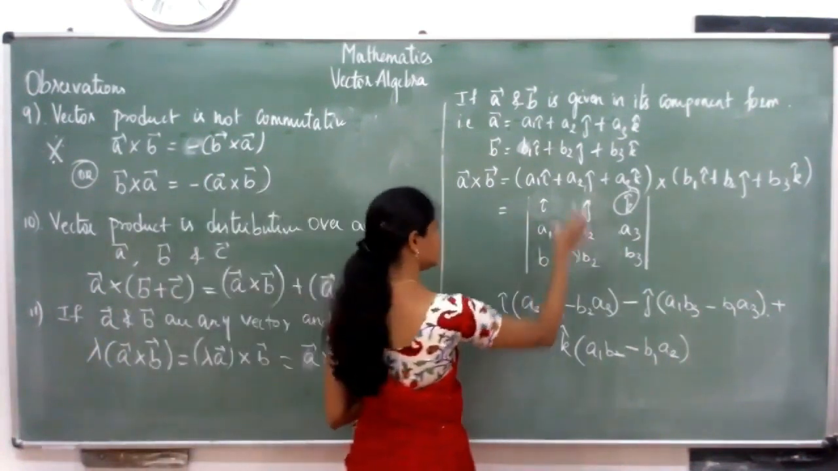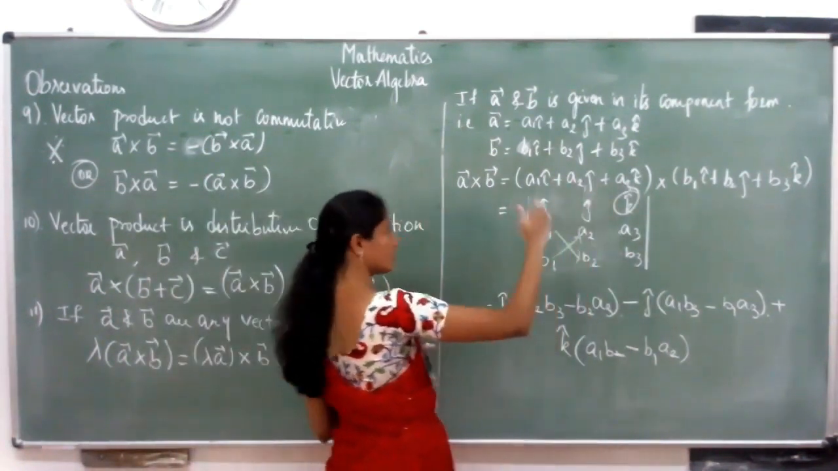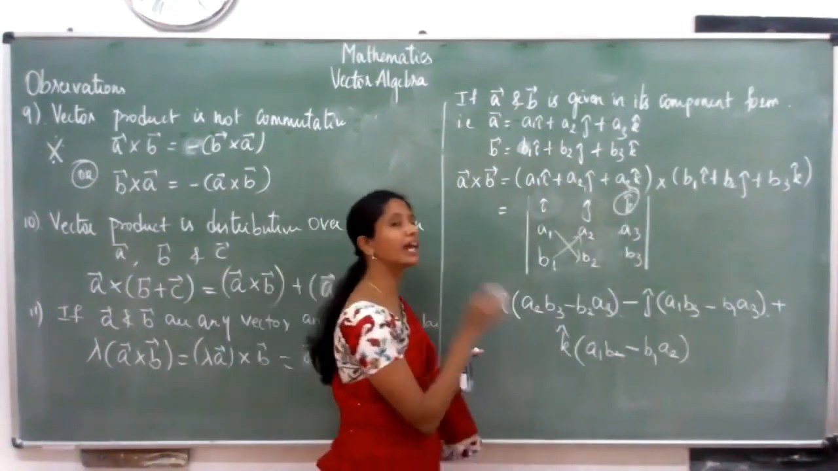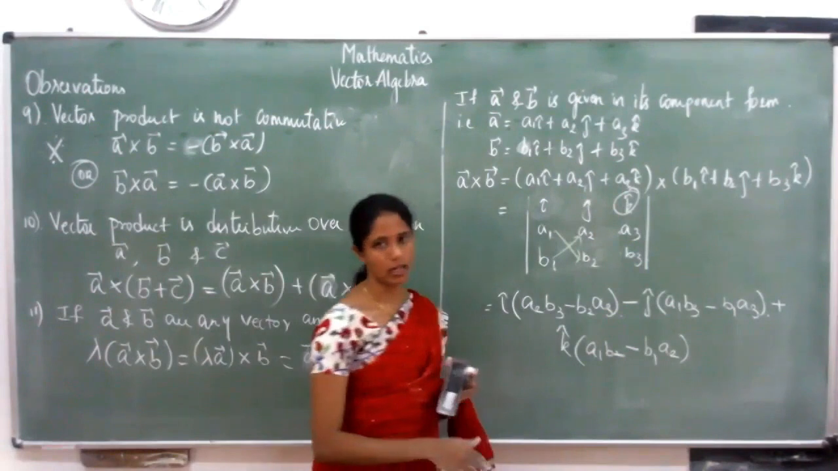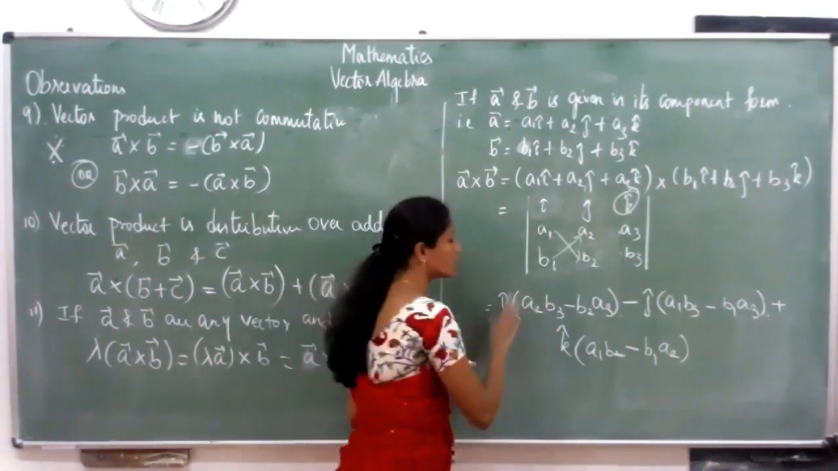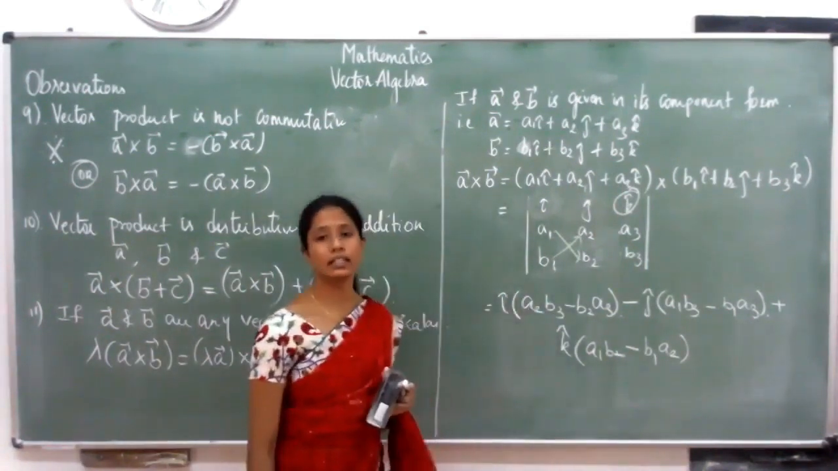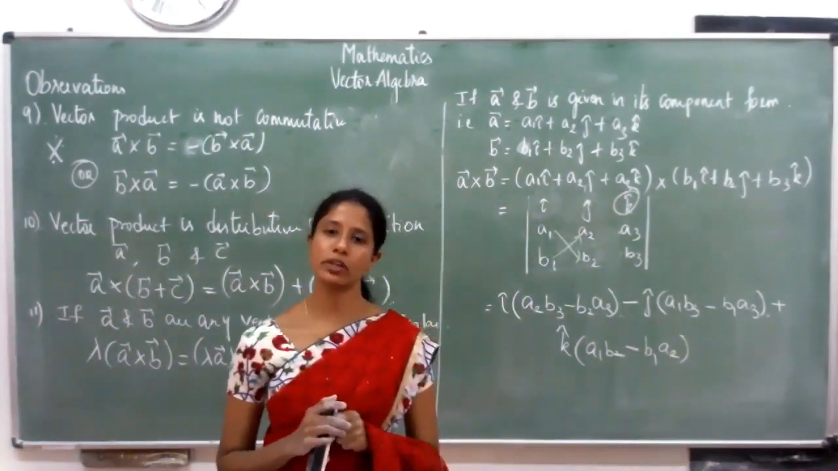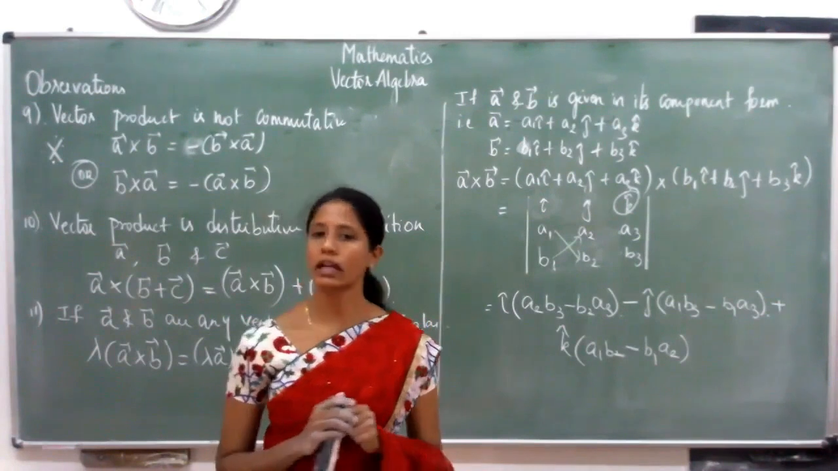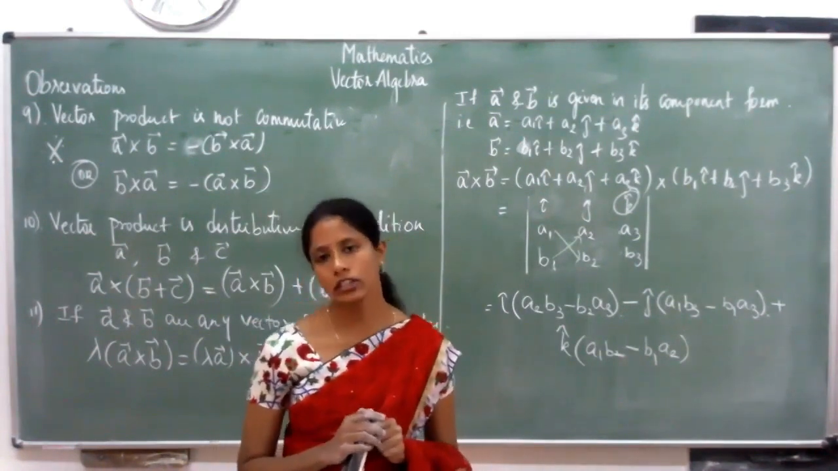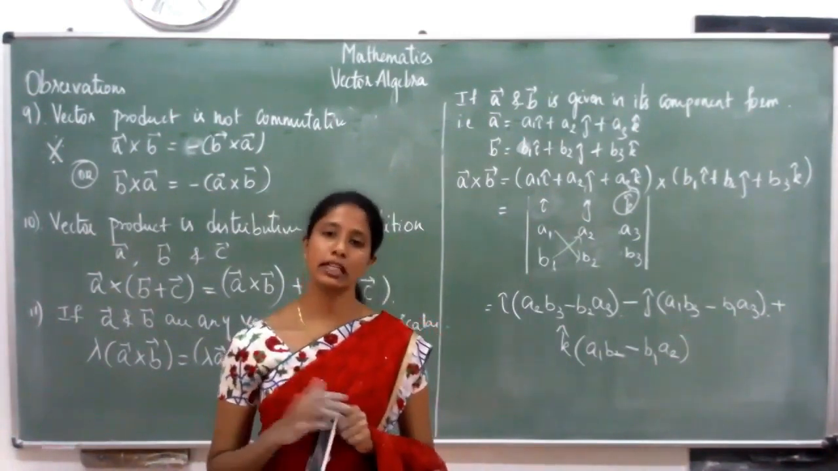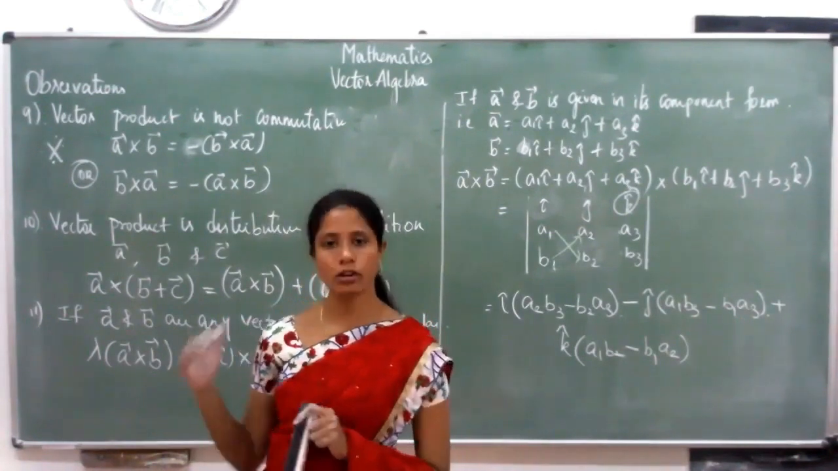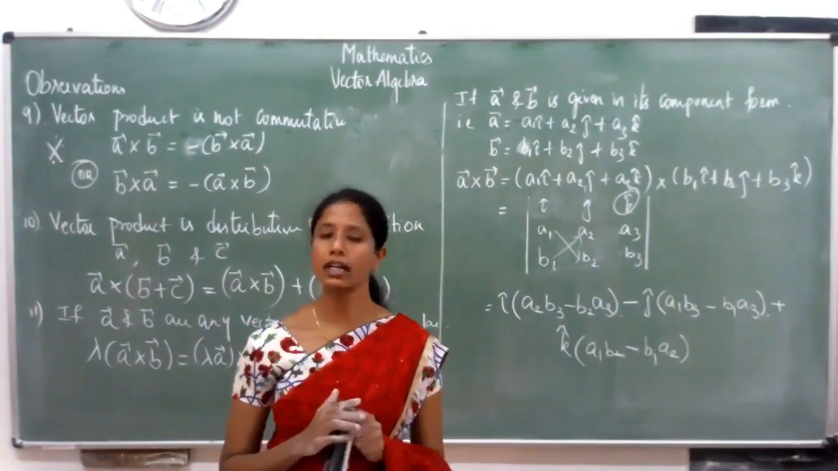Without this, if you just find the cross product between all the elements of each vector, again you will end up getting the same answer. Instead of doing that, it is very easy if we take the determinant and find the value. So these are the observations based on the vector product or the cross product of two vectors. In our next class, let us solve problems on these observations and also the definition.